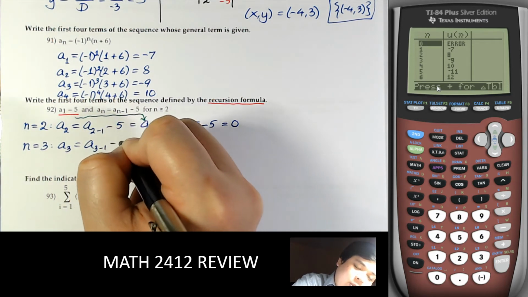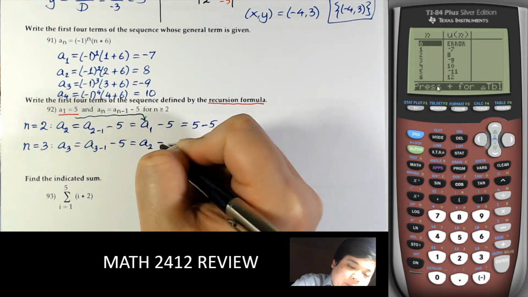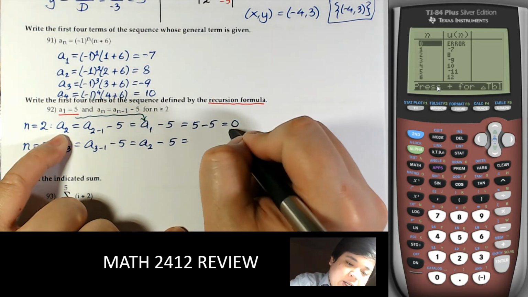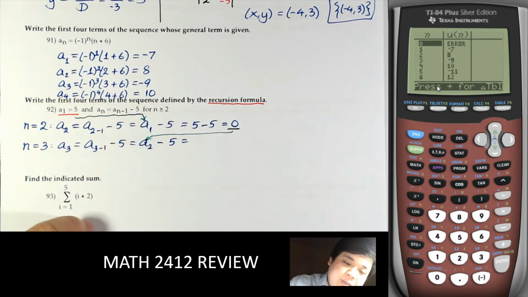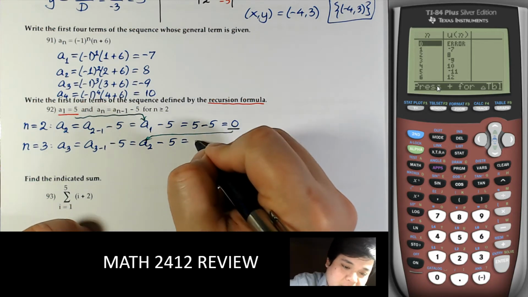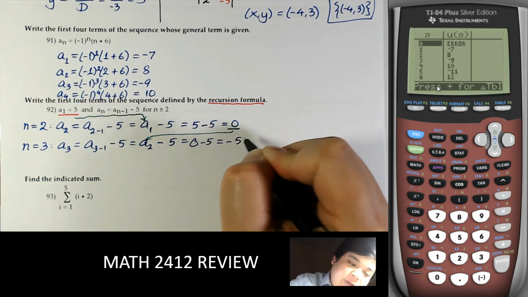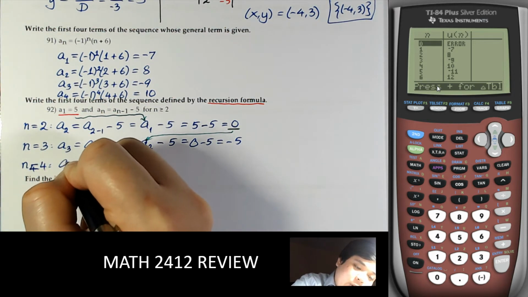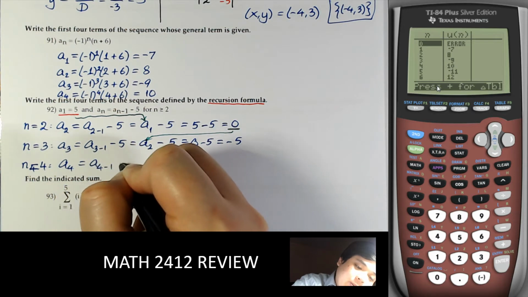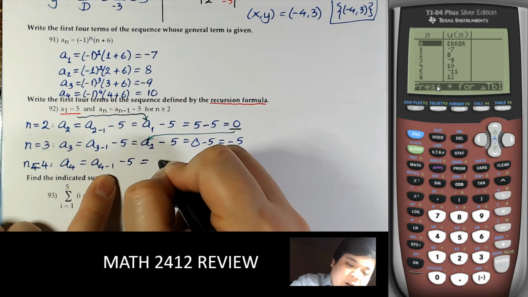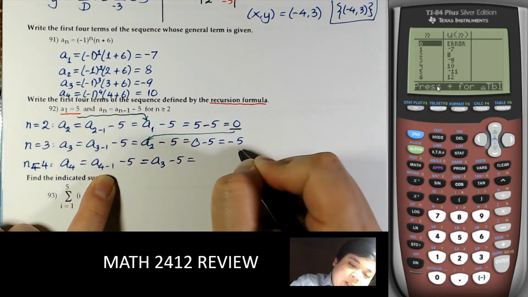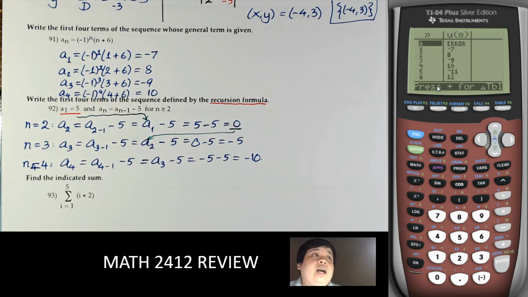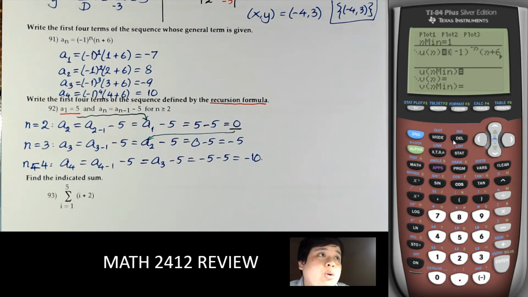Now n equal to 3. 3 minus 1 minus 5. So a3 is a2 minus 5. Substitute that in here, we have 0 minus 5 is minus 5. And the same thing, we can get n equal to 4. a4 is a3 minus 5. a3 is -5 minus 5 is -10. Right.